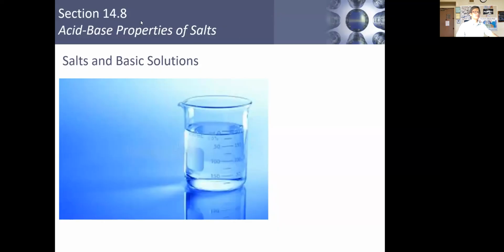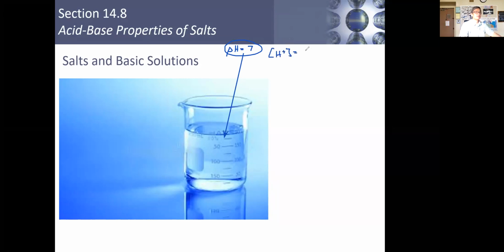Water is neutral, for the most part, whether it's bottled water or water from the tap. When we measure the pH of water, it's going to be right around 7, right around neutral, depending on what type of water you have. Which means the hydrogen ion concentration in the water is roughly 1 times 10 to the minus 7 molar.